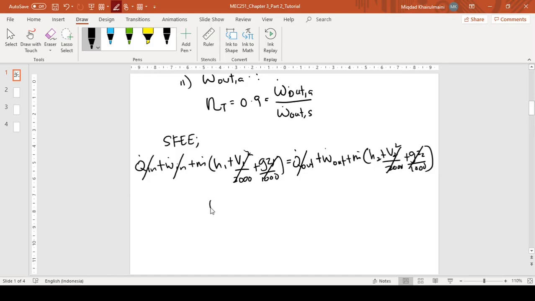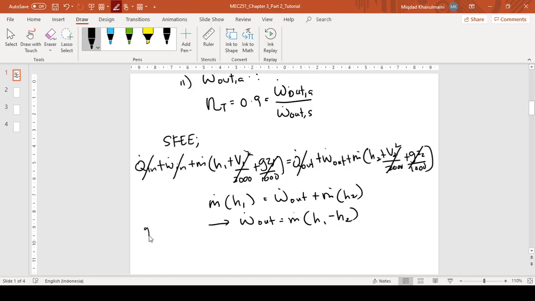On the left hand side we have the flow energy, on the right hand side we have the work and also the flow energy. So when we rearrange, we can get the work output equals the mass flow rate multiplied with the change in enthalpy. So this is the general equation for work output.